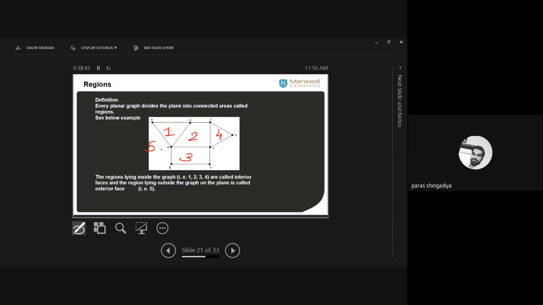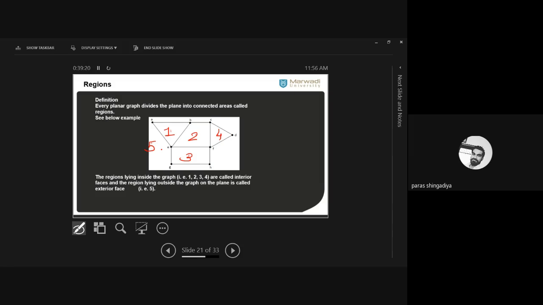So the regions lying inside the graph, that is 1, 2, 3, 4, are called the interior faces. The region is also called a face, a second name for the region. How many faces does the graph have? How many regions does the graph have? There are 4 interior faces, 1, 2, 3, 4, and one region that is the exterior face, region number 5. So regions lying inside the graph are interior faces, and the region lying outside the graph on the plane is called the exterior face.